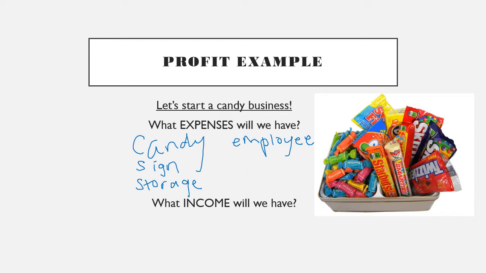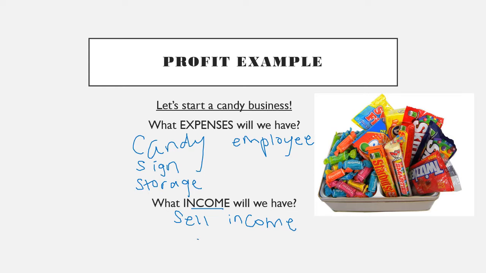What income would we have? When we sold the candy, I'll give you a Tootsie Roll for 50 cents and $2 for some Starburst, right? So when I sell the candy, that would give me my income. When I'm finding profit, how much money does Miss Hershey get to take home and put in her pocket, right?